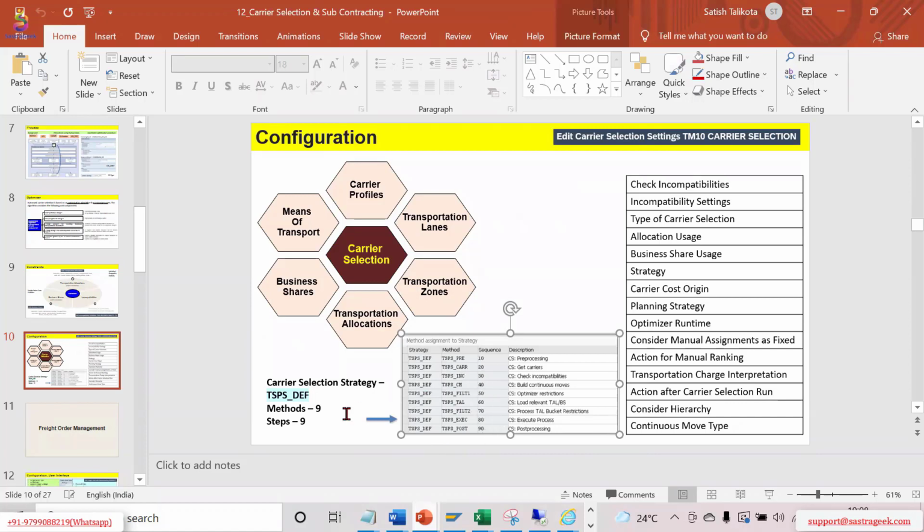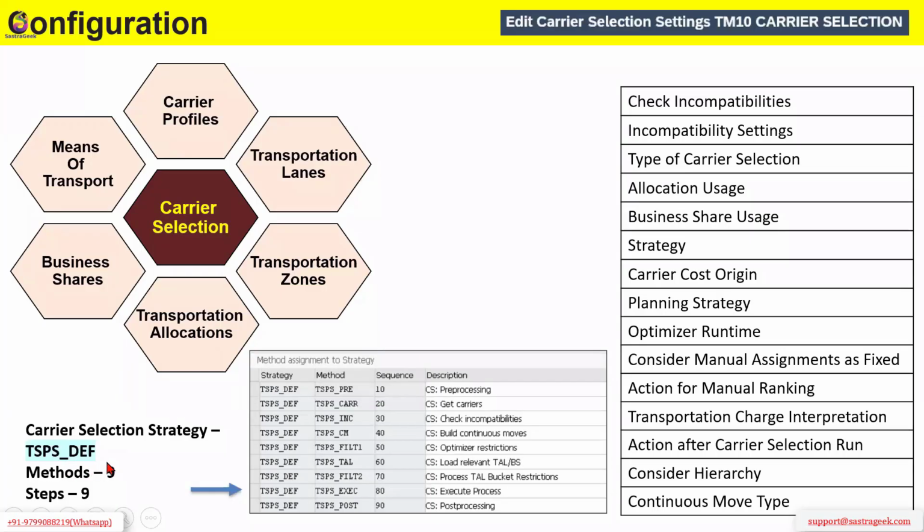For example, if you see here, TSPS DEF is the program which does the career selection strategy. That's the optimizer program, and it has different methods within the strategy. The strategy TSPS DEF is assigned to the career selection settings, which is within that planning profile. It uses various methods in a sequence: it does some pre-processing, gets the carriers, checks incompatibility, looks into continuous move, and all that. So it methodically checks each and every area.